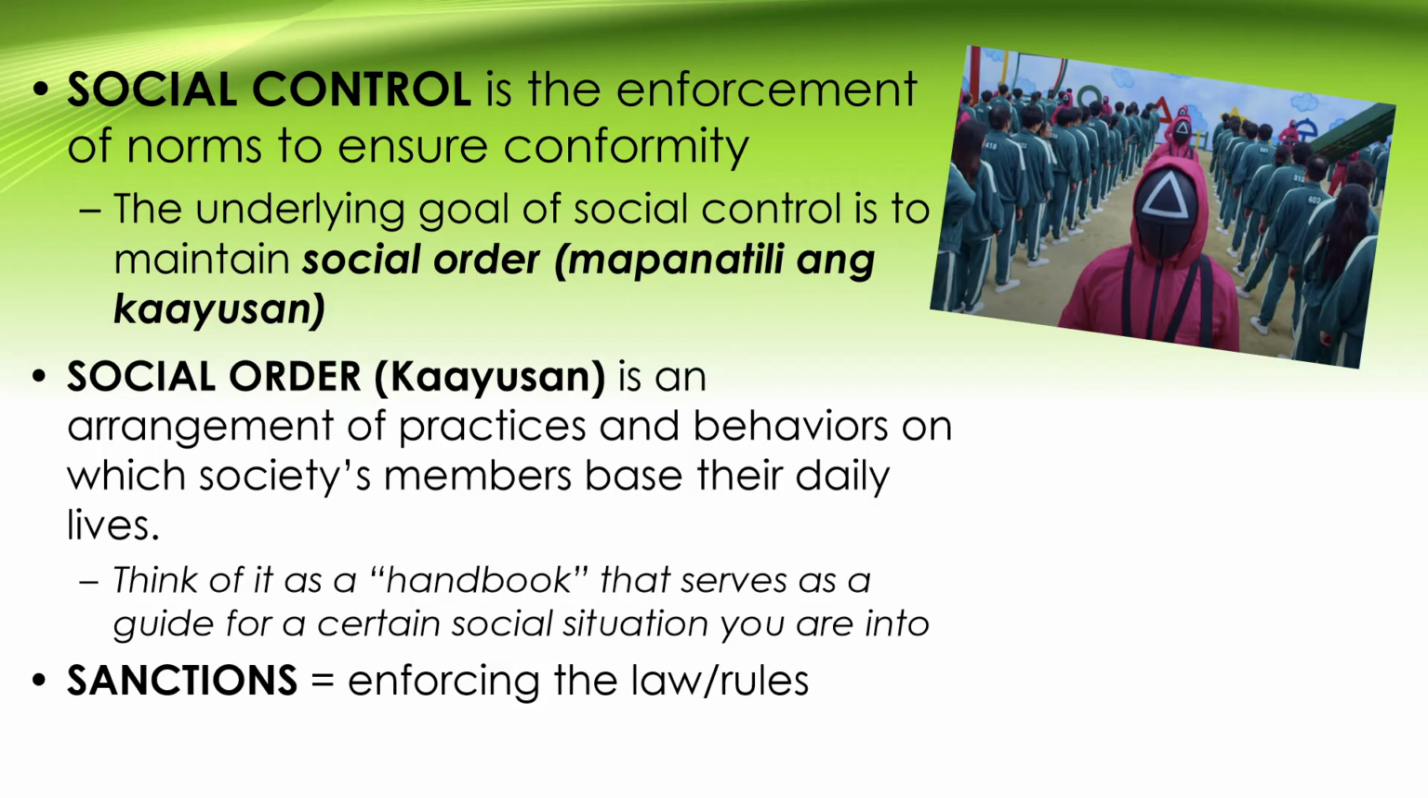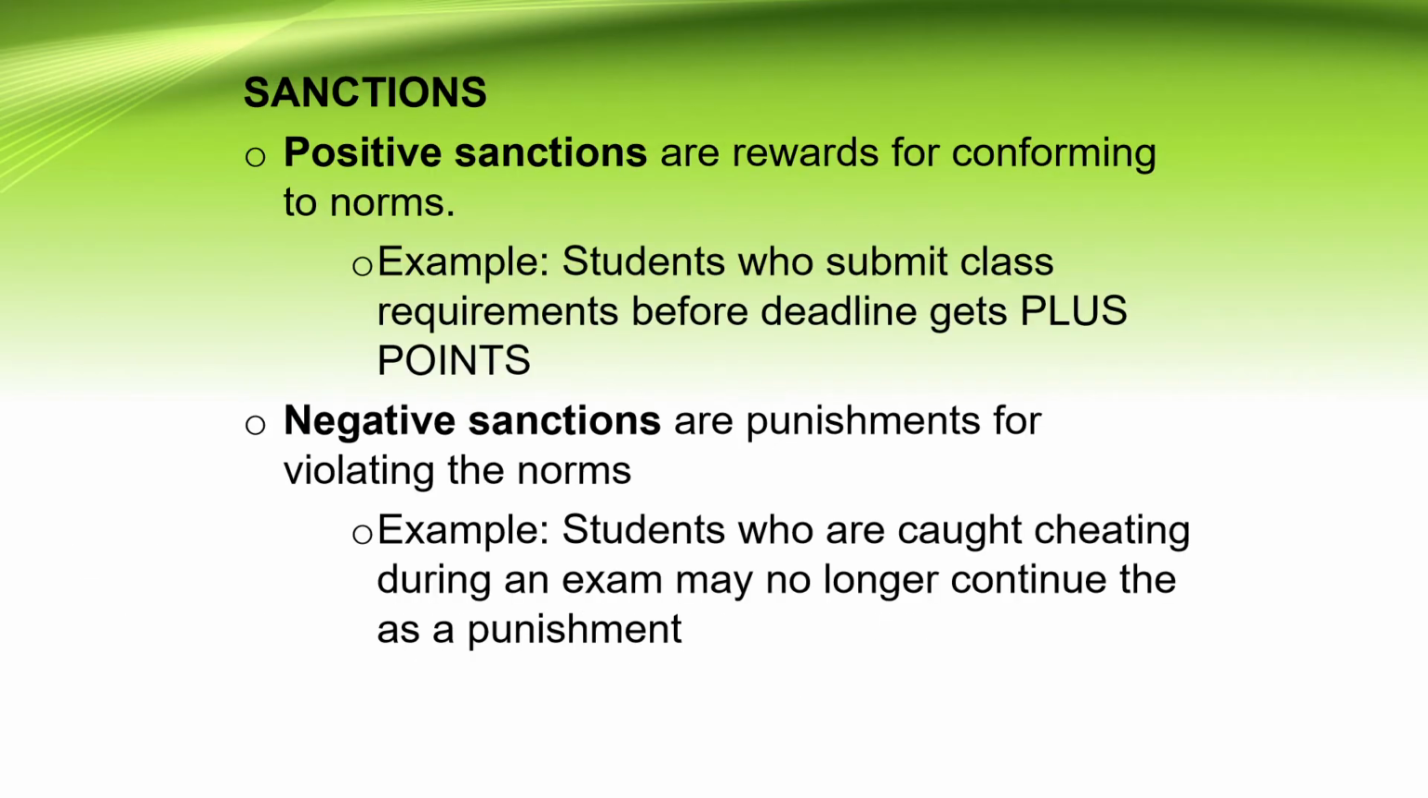be followed. Next, sanctions are enforcing the laws or rules. It can also be a reward or punishment. So for sanctions, we have positive and negative sanctions. Positive sanctions are rewards for conforming to norms. For example, students who submit class requirements before the deadline get plus points. While negative sanctions are punishments for violating the norms, such as students who are caught cheating during an exam may no longer continue as a punishment.